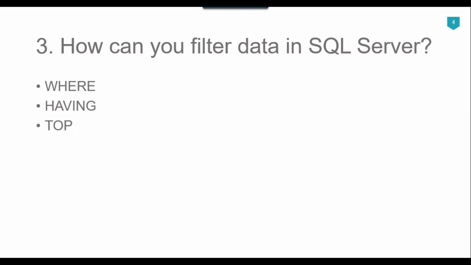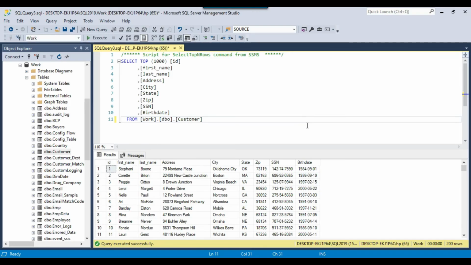The TOP keyword is used to select a few records from the overall data set. You can use a number after TOP, like SELECT TOP 100 from table name, and it will select 100 records from that particular table. So let's see small examples of all these three: WHERE, HAVING and TOP. So this is our customer table.